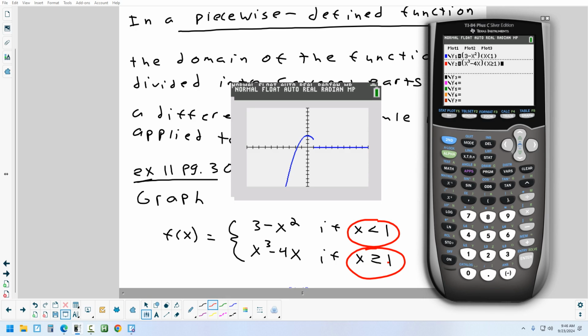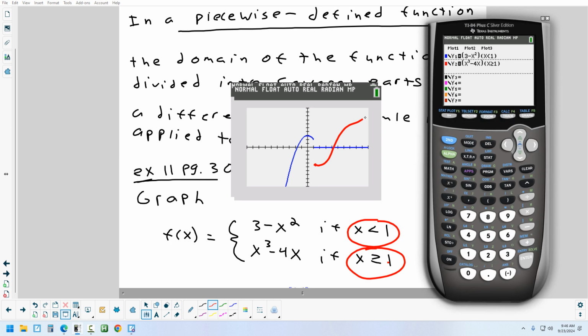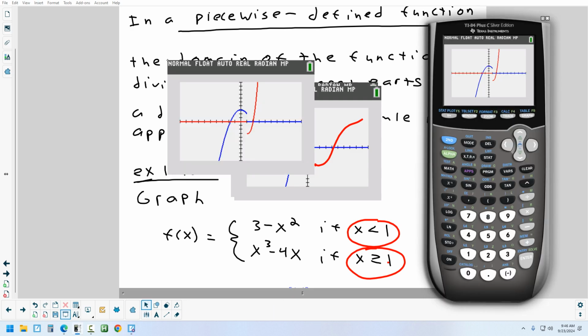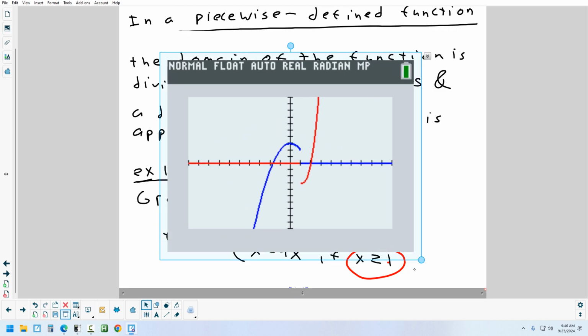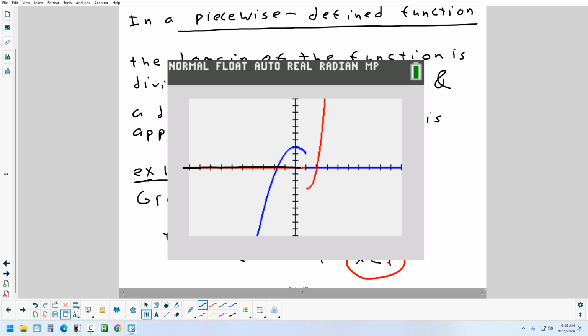Now, when the blue one stops and the red one starts, they might not be connected. The red one might start down here and then do something like that. Let's take a look and see what it looks like. Okay. So that is what our graph should look like. How many people got something that looked kind of like that? This part in the middle, I'm just going to trace over it in black. Pretend like that's not even there. There's no way for me to get rid of that either.